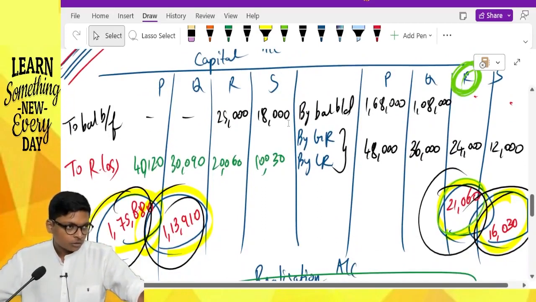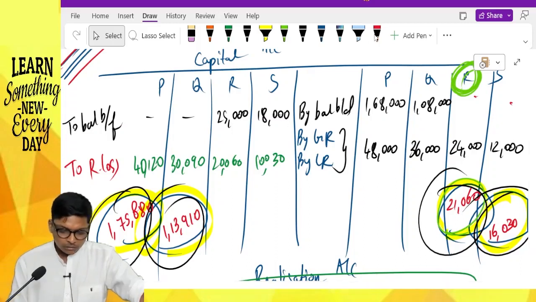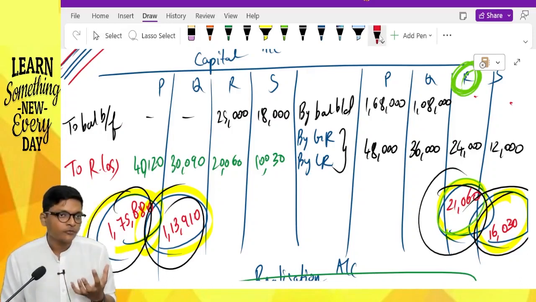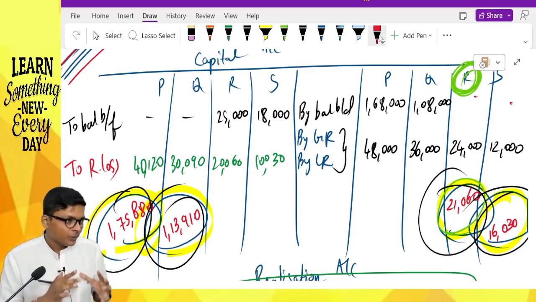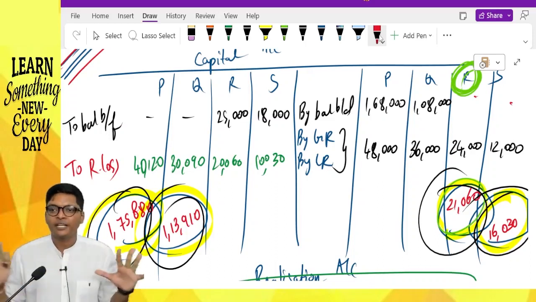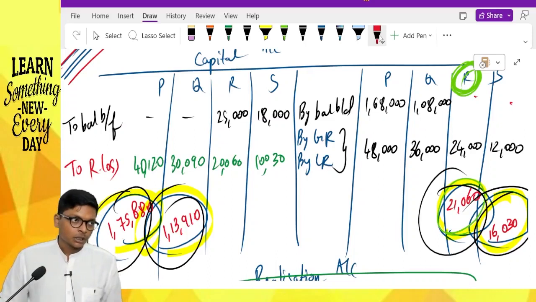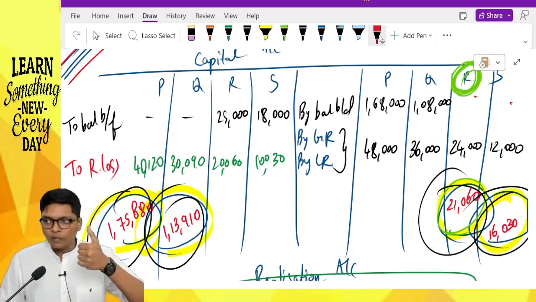Which ratio? Is it? I'm getting options now. Now, you all understood, we have come to a stage where this loss of 21,606, simple, has to be shared by the others, P, Q, S, in what ratio? What ratio? Capital ratio, all of you agree to that.